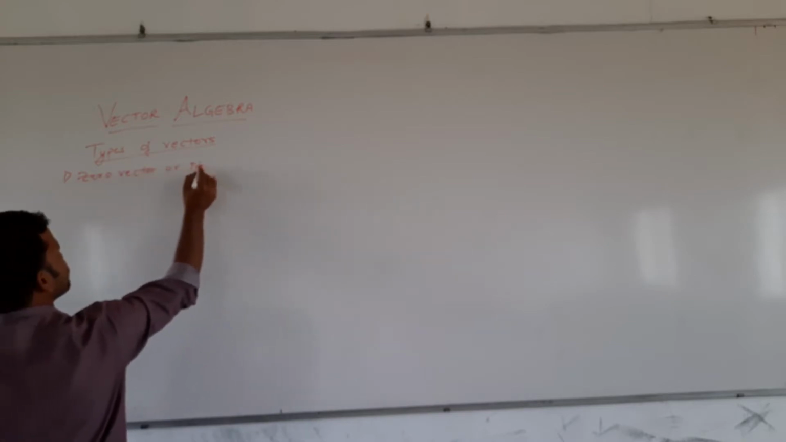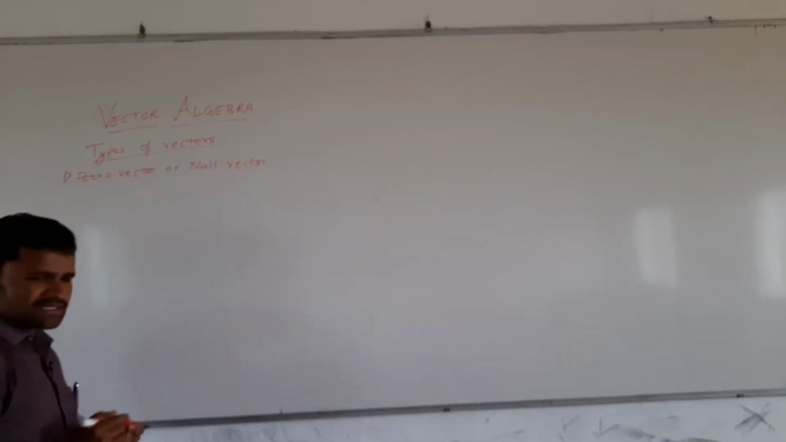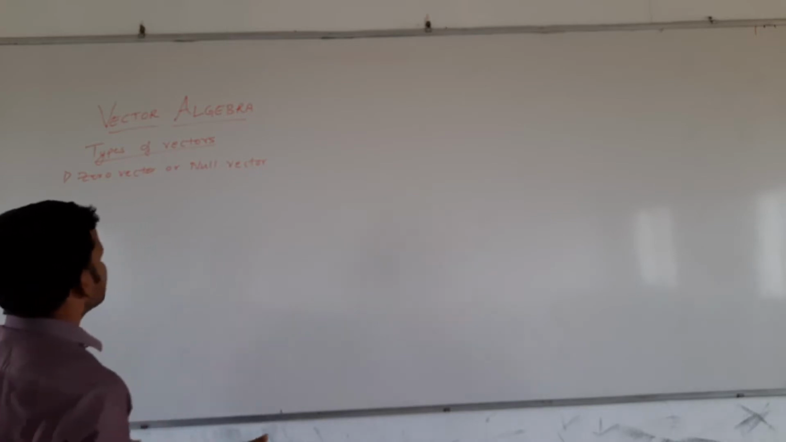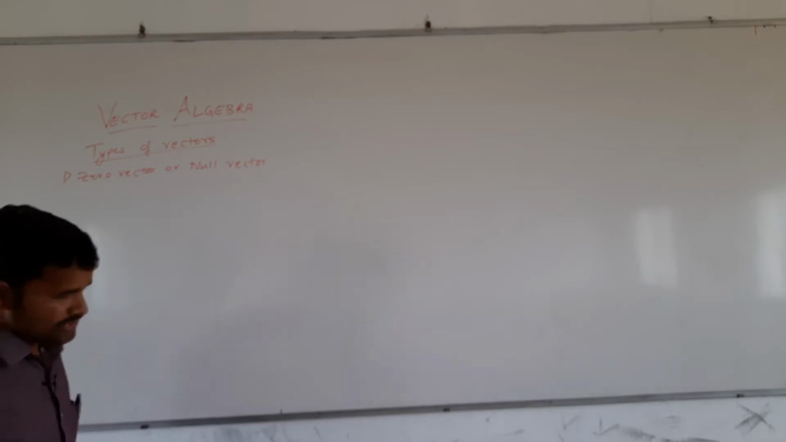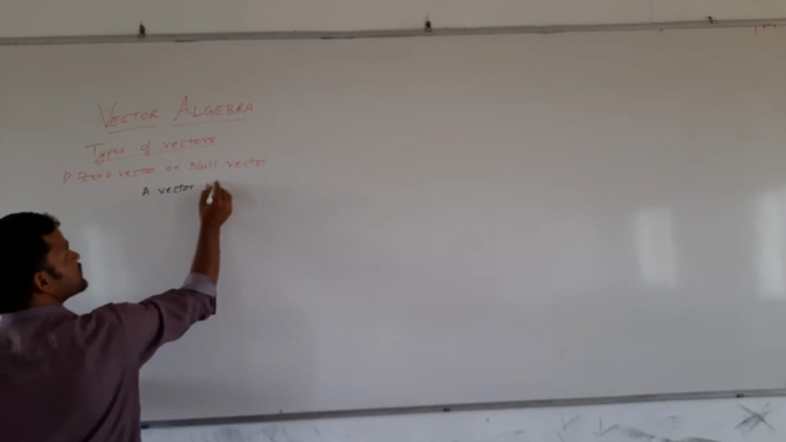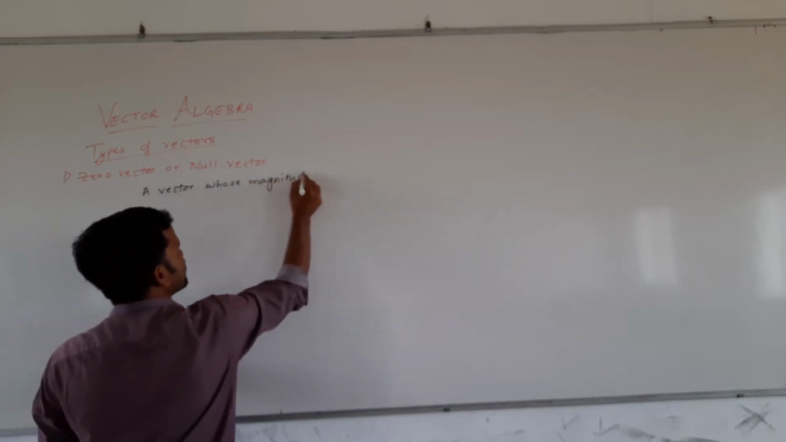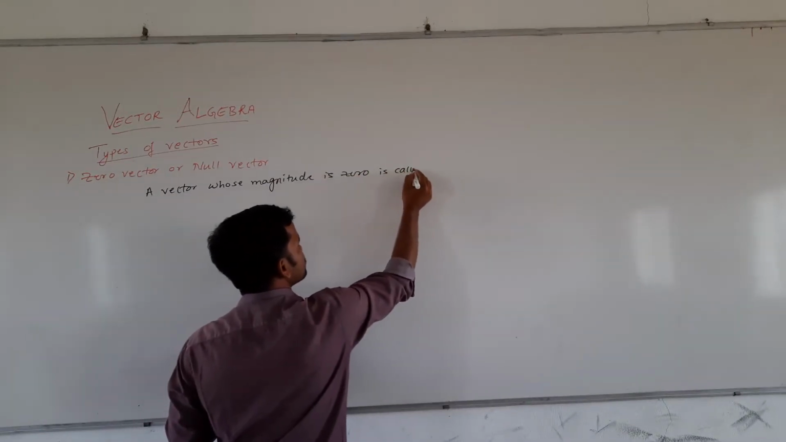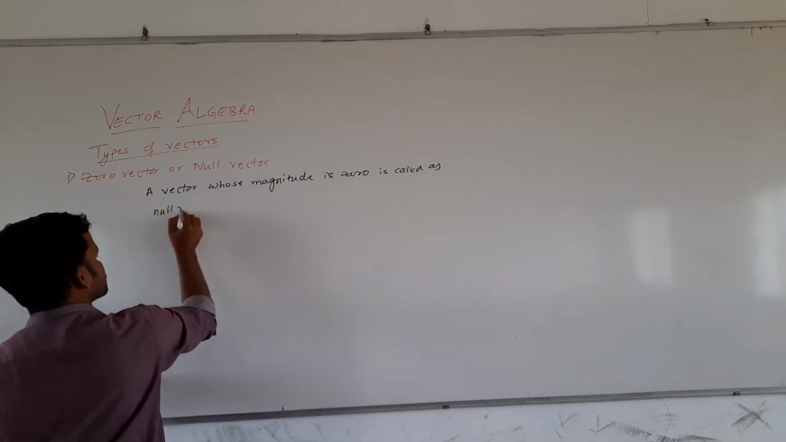zero vector, or also it is called a null vector. Null means nothing. See, a vector whose magnitude is zero is called a null vector. That's all about it. Definitions are important. A vector whose magnitude is zero is called a null vector or a zero vector.